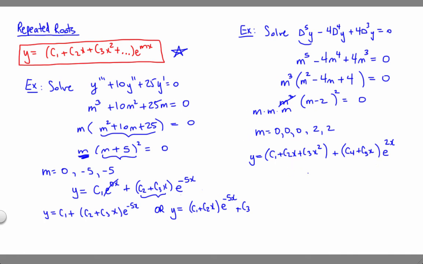Alternatively, another person might have handled the roots in the other order. So another equally good answer would have been to say C1 plus C2x times e to the 2x plus C3 plus C4x plus C5x squared. Both good answers, just different ways of expressing the same thing.